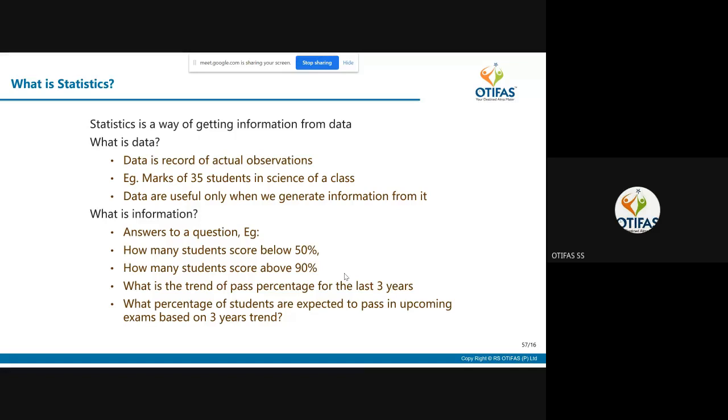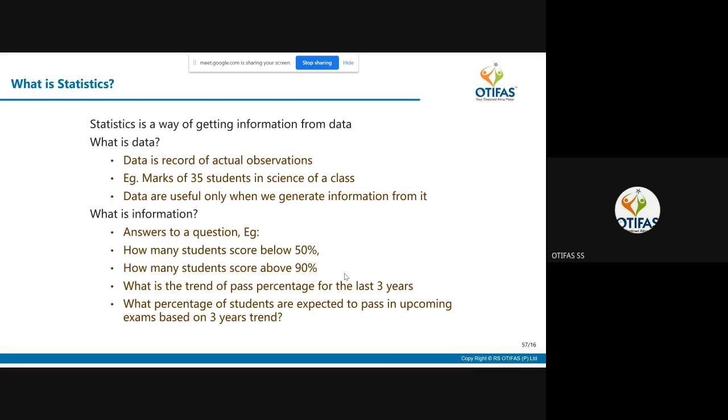Now, what is the difference between the first three questions and the last question? From the first three, we can get definite answers. You're right. For the first three questions, we get definite answers. Isn't it? From the data, the answer is very straightforward, and when you get an answer, it is a 100% answer.